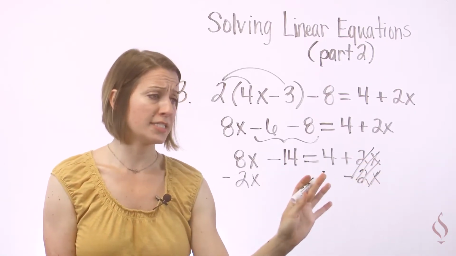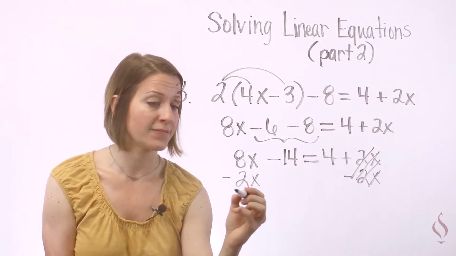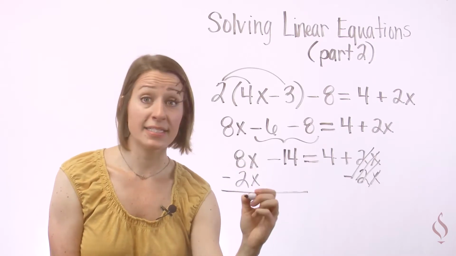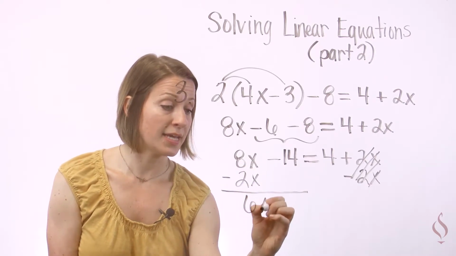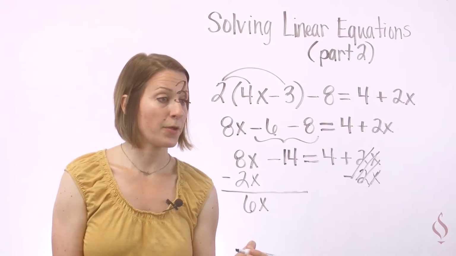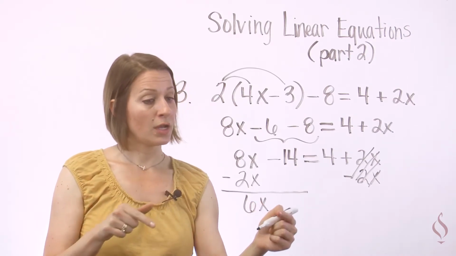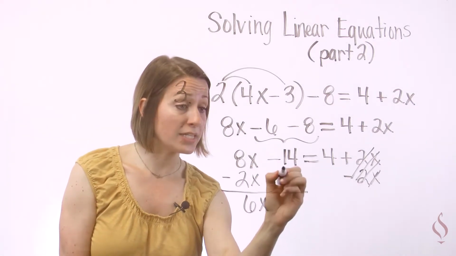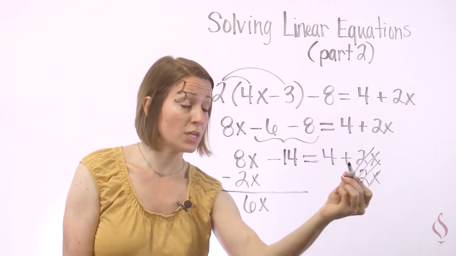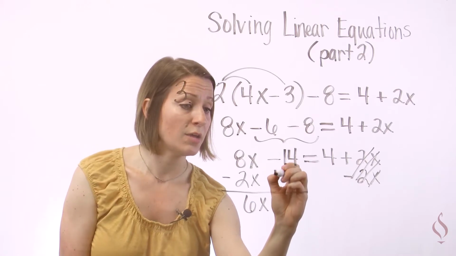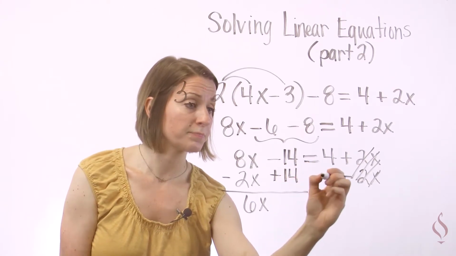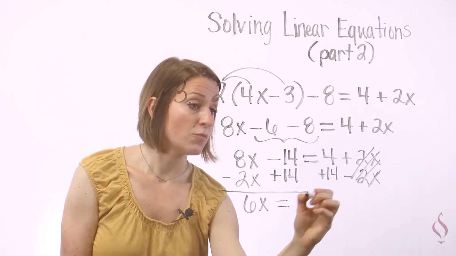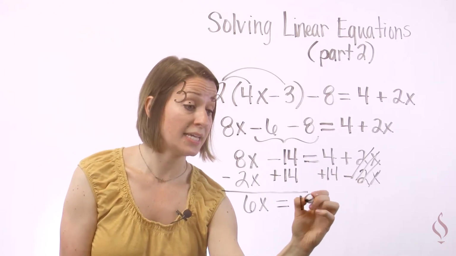Over here, 2x minus 2x zeroes out. I encourage you to cross it out so you don't get it confused. Let me draw my little total line. 8x take away 2x is 6x. Okay. Now that we decided to put the variables on the left side, this number, minus 14, it has to journey to the other side, to the opposite side, by adding 14. 4 plus 14 is 18.